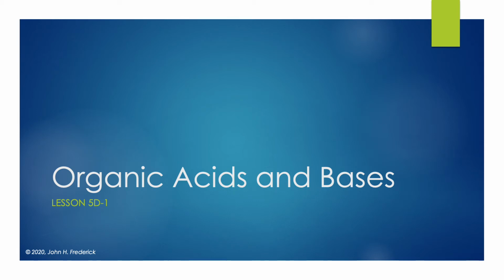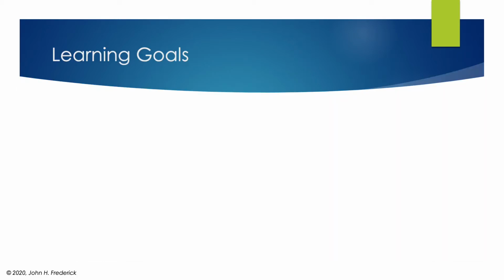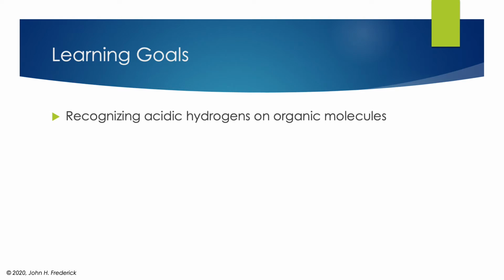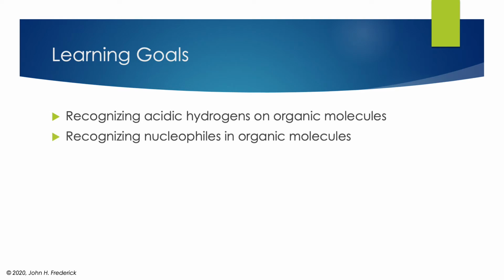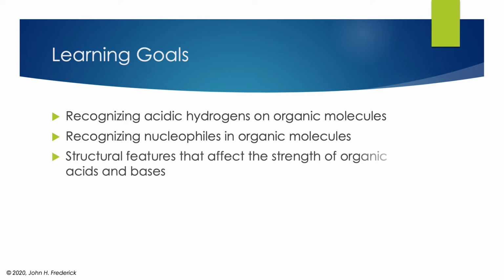In this video, we're going to take a break from weak acid equilibrium for a bit and talk more about structural features and other things that influence the strength of acids, especially among organic compounds. So our learning goals for today are to recognize acidic hydrogens on organic molecules, recognize nucleophiles, especially those that could lead to basic activity, and some structural features that affect the strength of organic acids and bases. This will be a more qualitative treatment, but hopefully it will allow you to get some intuition about how these things work in these kinds of molecules.